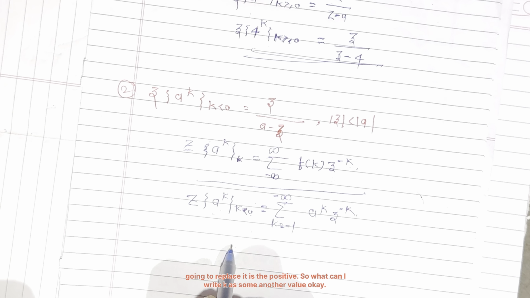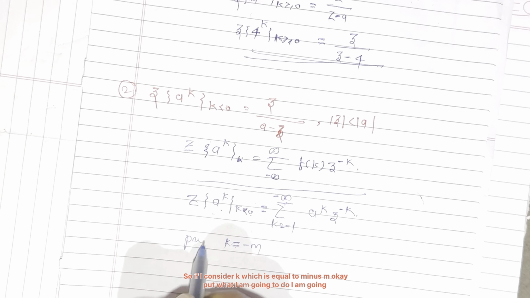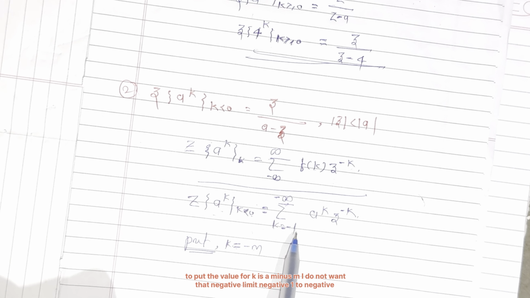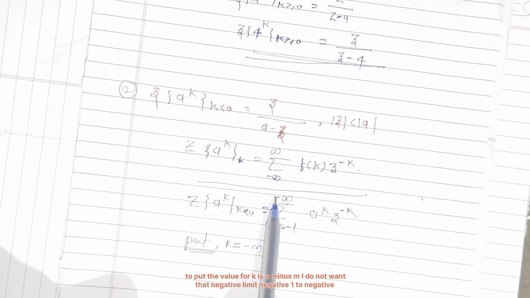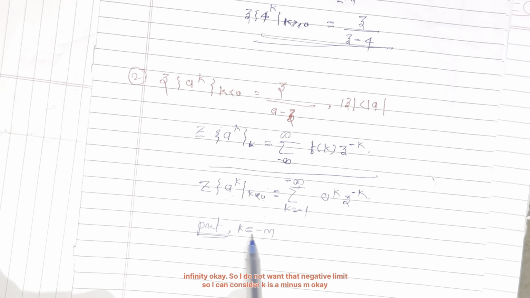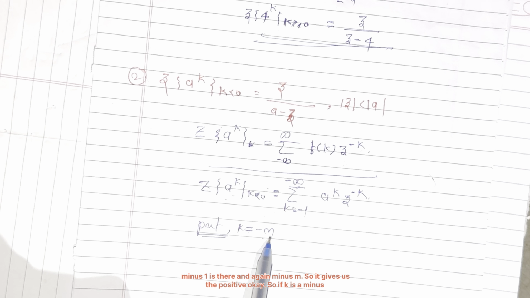If I consider k which is equal to minus m, I'm going to put the value of k as minus m. I do not want that negative limit, minus 1 to minus infinity, so I can consider k as minus m. Whatever value comes for k, it gives us a positive: already minus 1 is there and again minus m, so it gives us the positive.